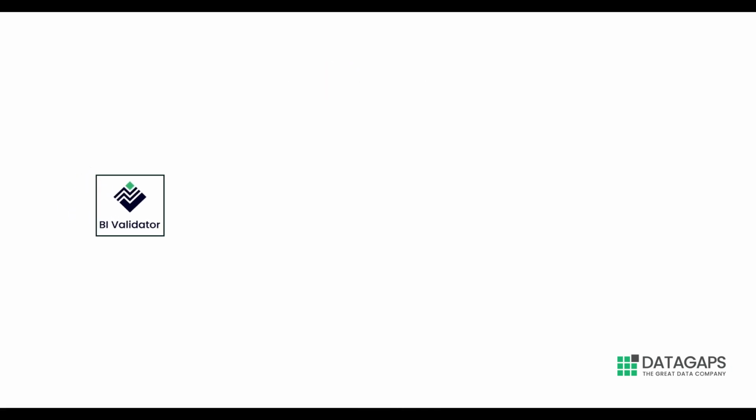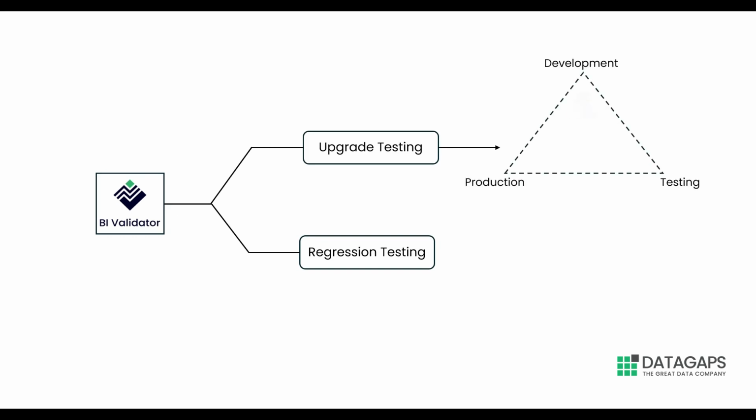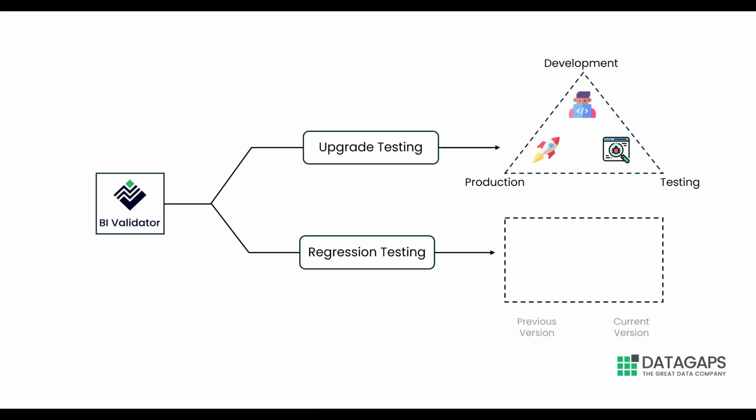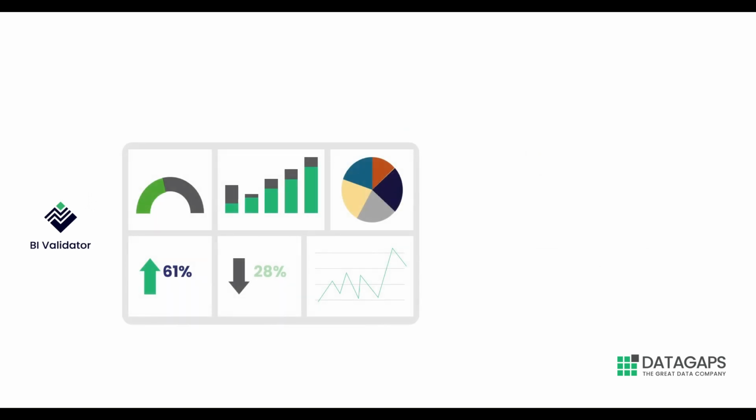Upgrade testing compares reports across progressive deployment environments such as development, test, and production, or across different versions to ensure they remain consistent. Regression testing looks at how a single report evolves over time, ensuring all changes, expected or not, work as intended.